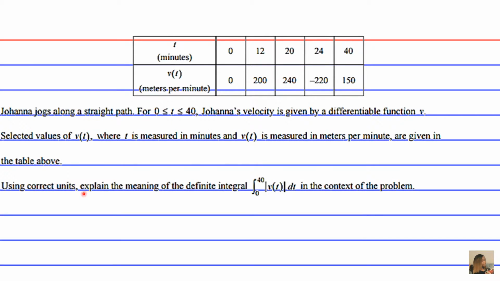Now, using correct units, explain the definite integral of v of t dt between 0 and 40 minutes in the context of this particular problem. So I'll give you a moment to collect your thoughts about this.